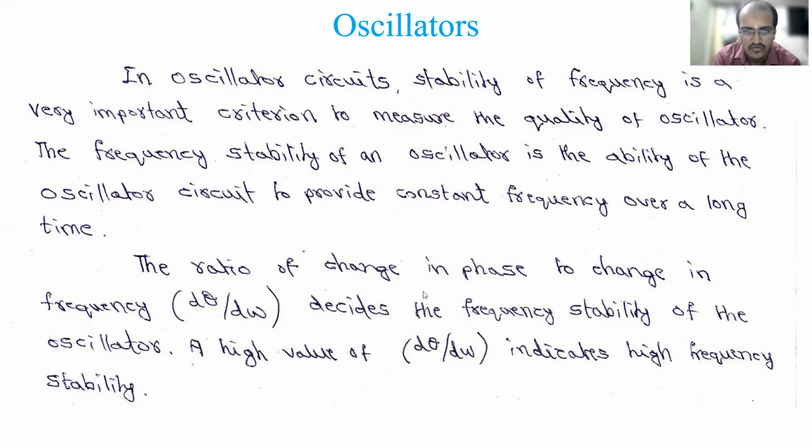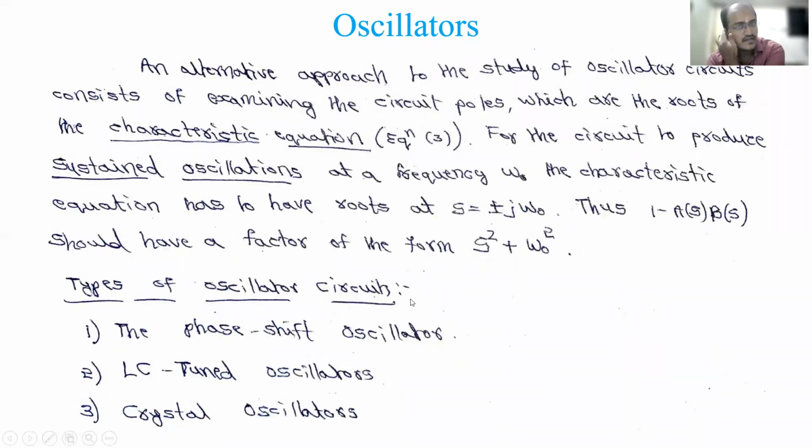So some more points. An alternative approach to the study of oscillators. This is one approach we have done. An alternative approach to the study of an oscillator circuit consists of examining the circuit poles, which are the roots of the characteristic equation. I told you the characteristic equation, 1 minus A into beta is equal to 0, 1 minus L equal to 0, equation 3 I showed you. Using that equation also you can do the analysis.